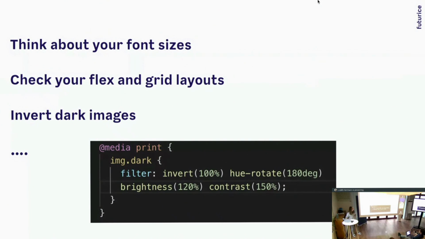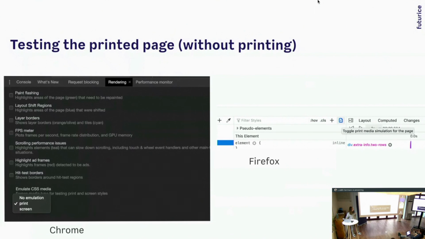And if you want to test all these things without printing, because that would waste resources, in Chrome and Firefox there are some cool debugging options. In Chrome, it's hidden under Rendering, and you can emulate CSS media type print, and then you see the website how it would be printed. You don't have pages and stuff, but you see the elements that are printed. And in Firefox, it's this paper icon that you can toggle next to the CSS classes, and then you also have a printed view of your web page.